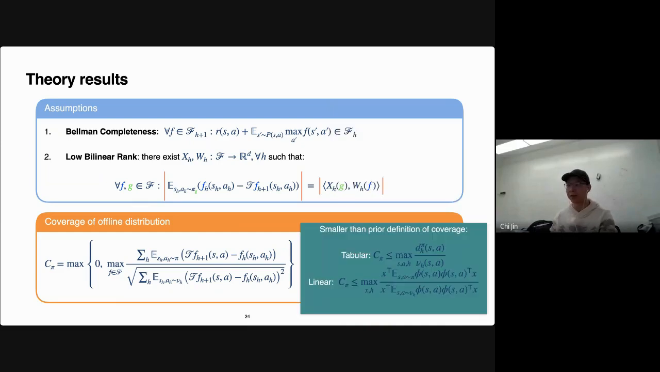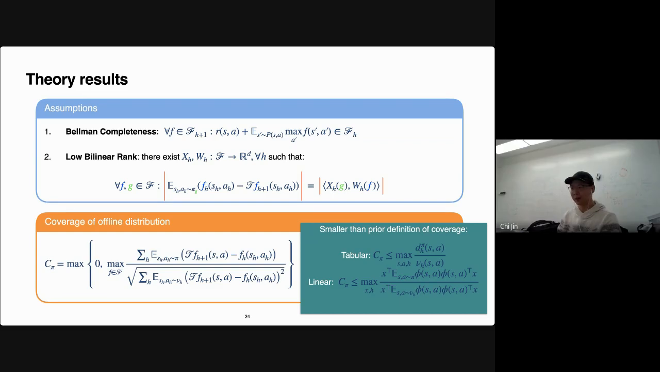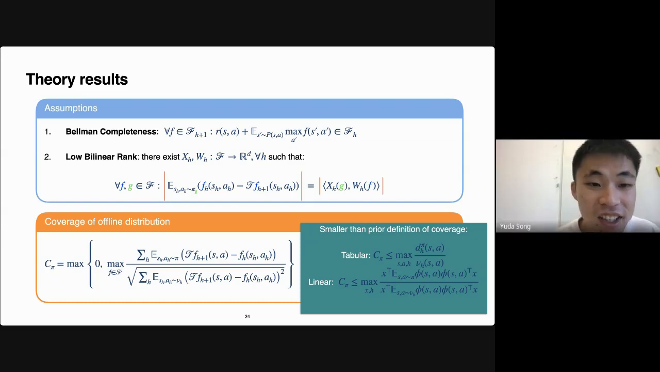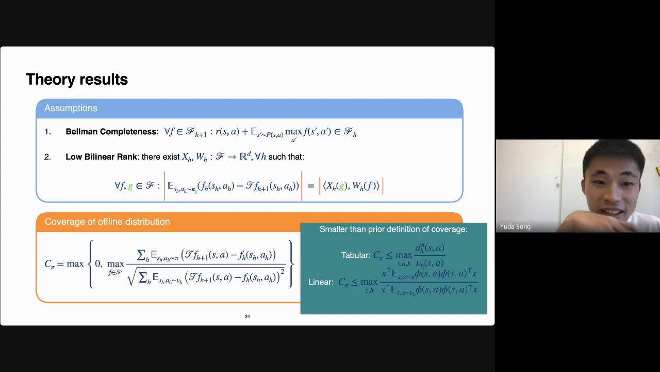But when you say "put it in," it means you choose a particular function class. For tabular, you just choose the entire function class. Yes. And for linear, you choose a linear function class. Yes. And you say it's sharper, is it equal, or strictly less? Strictly less, I think by Jensen or something. Could you explain a little more why it's strictly less in the tabular case, maybe just intuitively, at a high level?